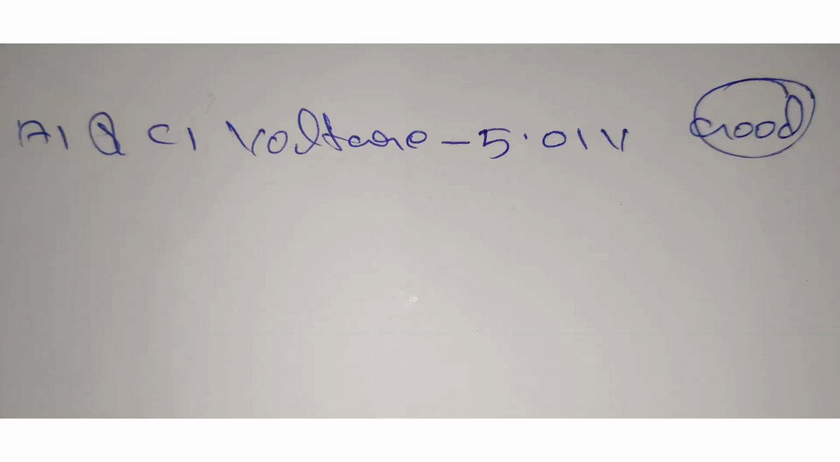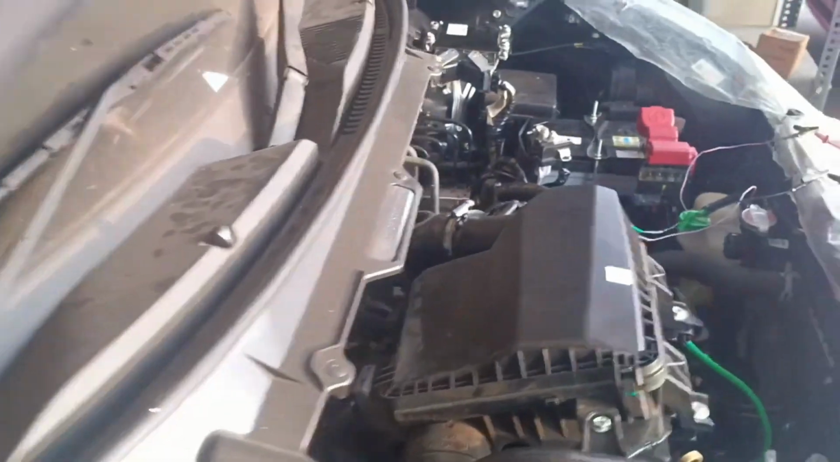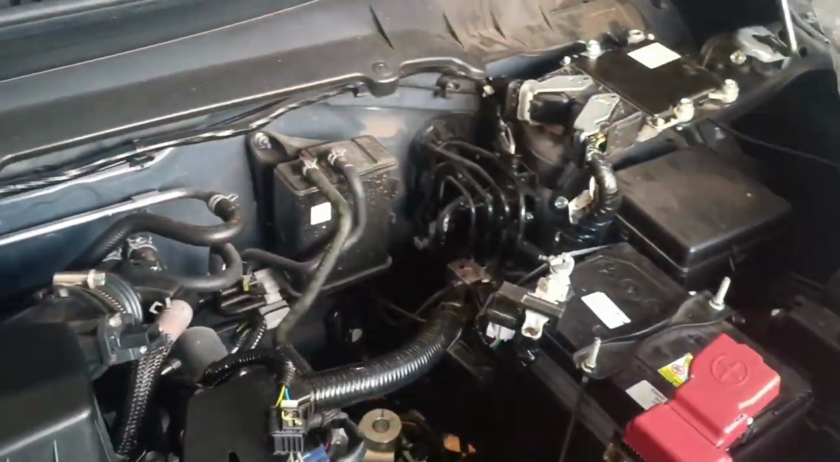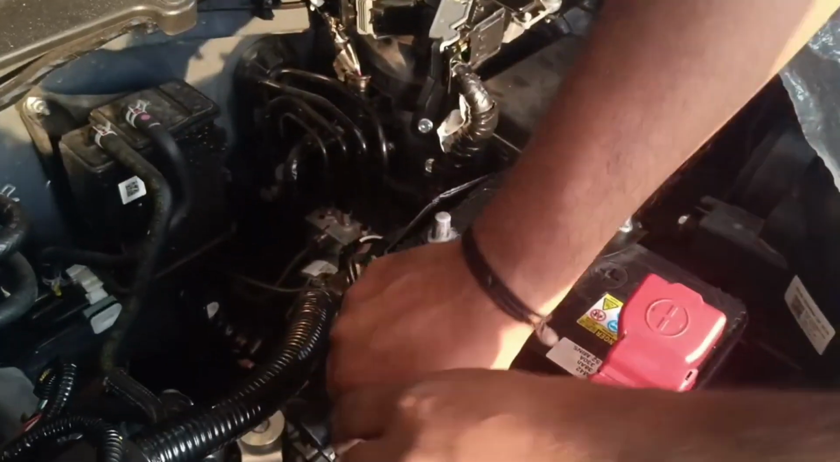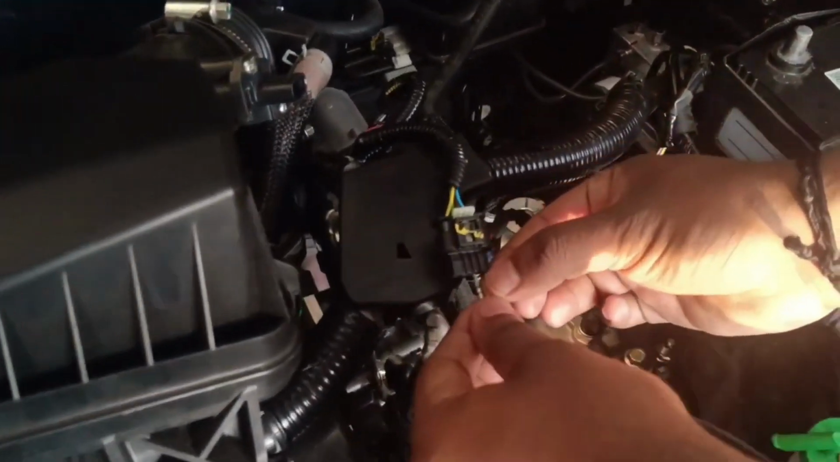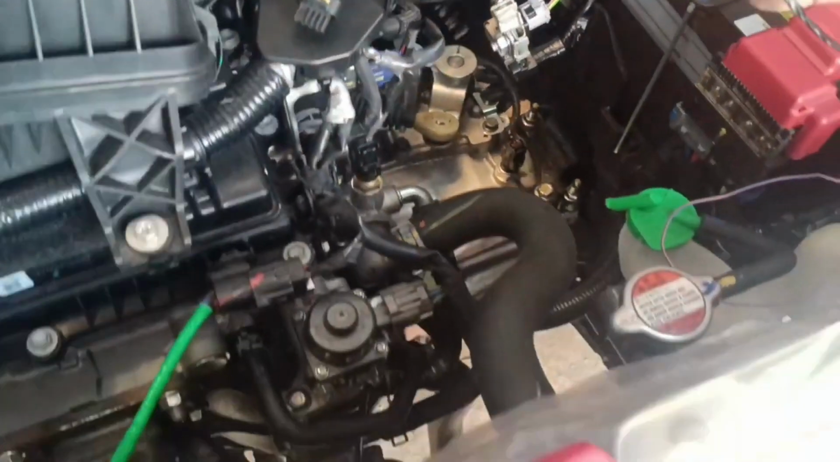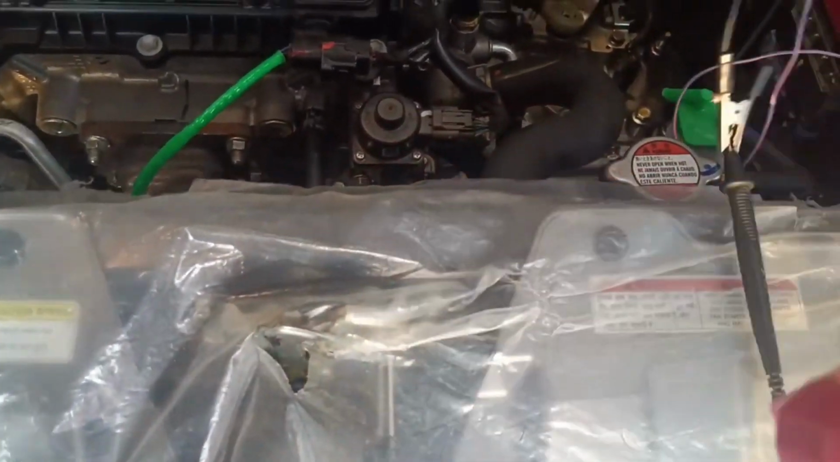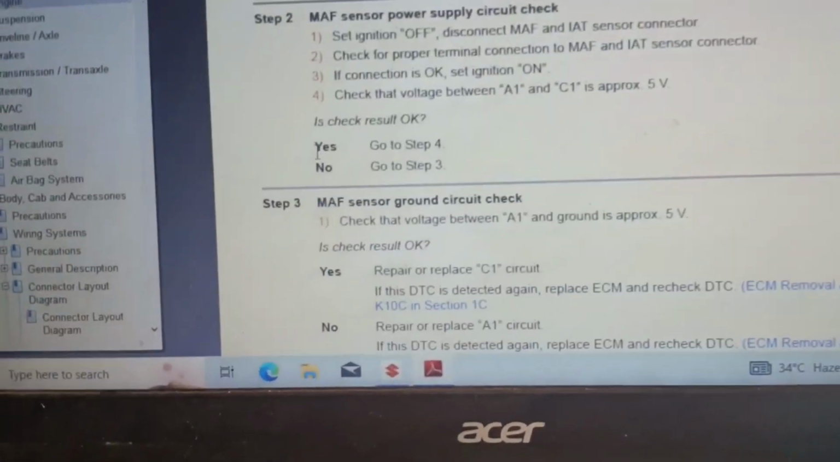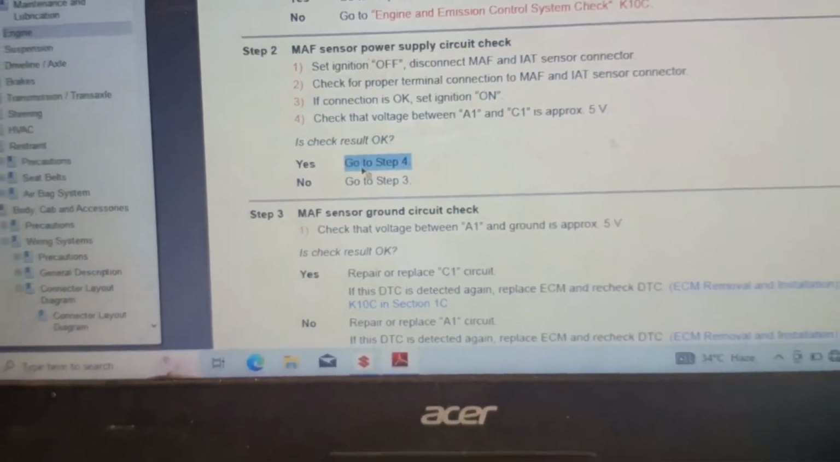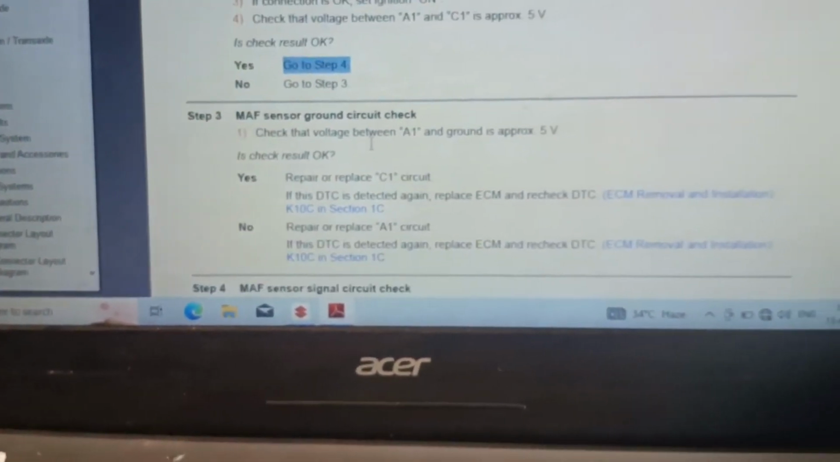Then write down the values in the answer sheet. A1 and C1 voltage 5.01 volt. Good. Then turn off the ignition. Then disconnect the negative terminal and then disconnect the lead wire. Then turn off the multimeter. If the voltage is 5 volt, we need to go to step number 4.